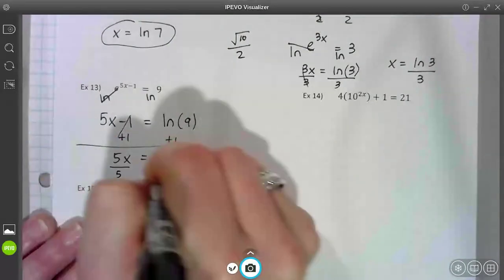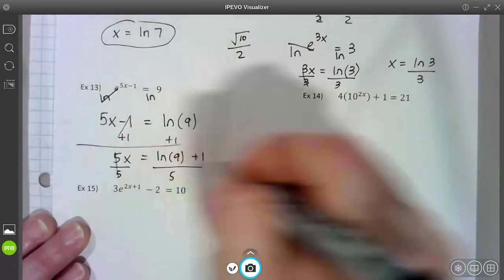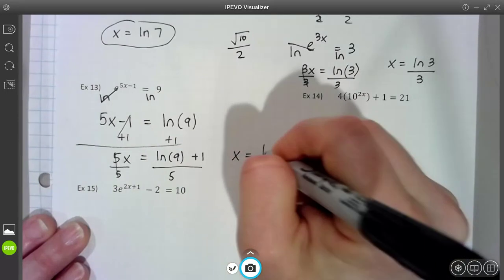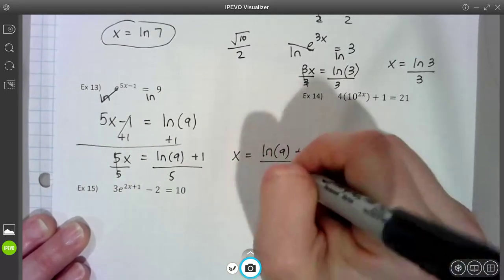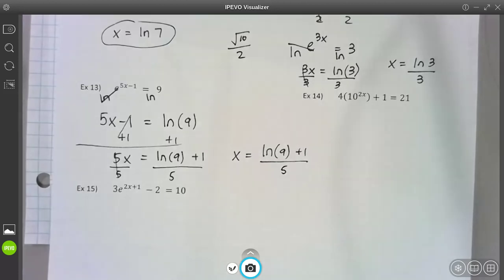So this answer is really not pretty. It's x equals the natural log of 9. Then you add 1. And then you divide by 5. So because we need to keep our answers exact, when you're taking the log of both sides, they're not pretty.